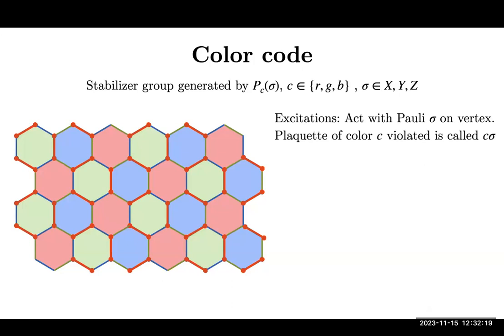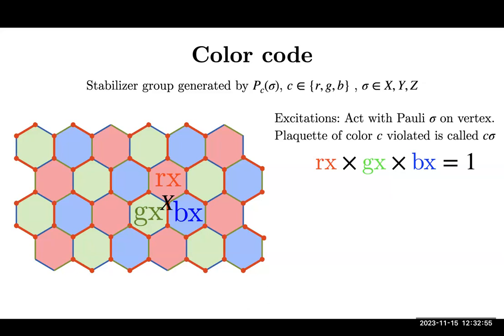Now, what are the excitations of this model? So suppose I act with a Pauli X on one of these. This is going to violate some of the stabilizers. For example, on the red plaquette here, it's going to violate both the Y-type stabilizer and the Z-type stabilizer. Just so that it's easier to notate, I'm going to call a plaquette violated using an X operator on a red plaquette Rx. And similarly, a single X operator here will create Rx, Gx, and Bx from the vacuum.